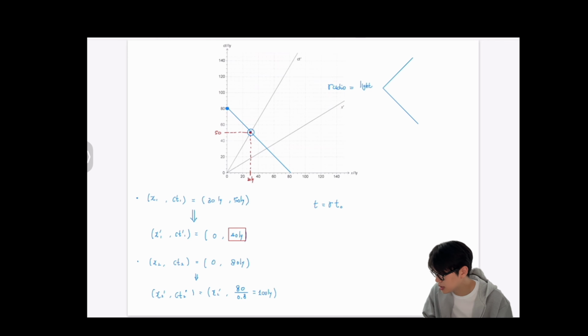At first 40 years, and then it took 100 light years, which means the time of travel of the signal according to S should be 100 light years minus 40 light years, which is about 60 light years.